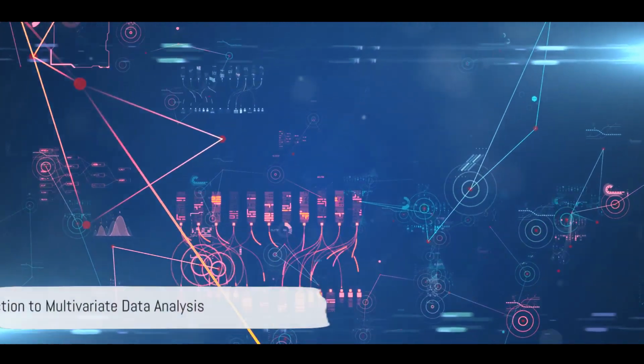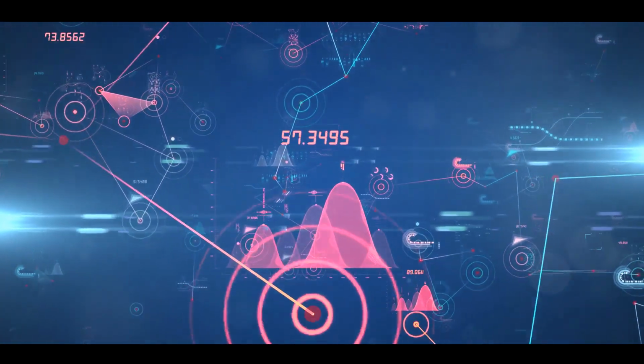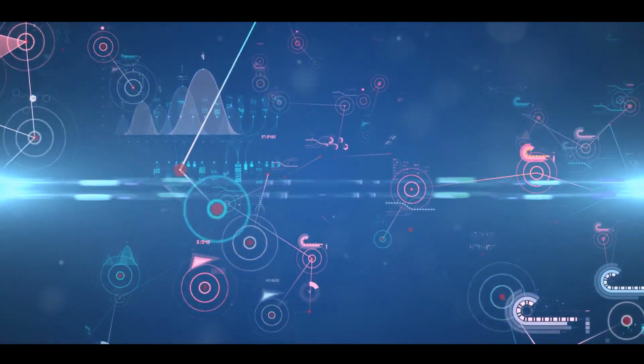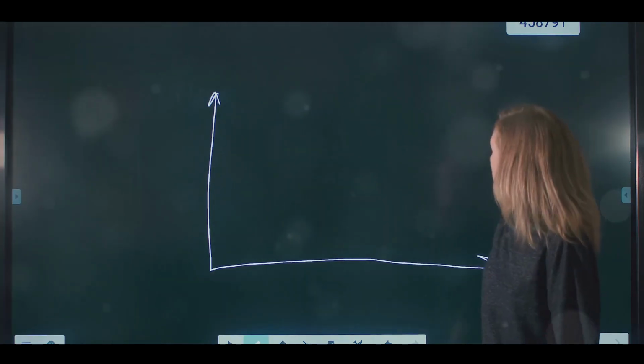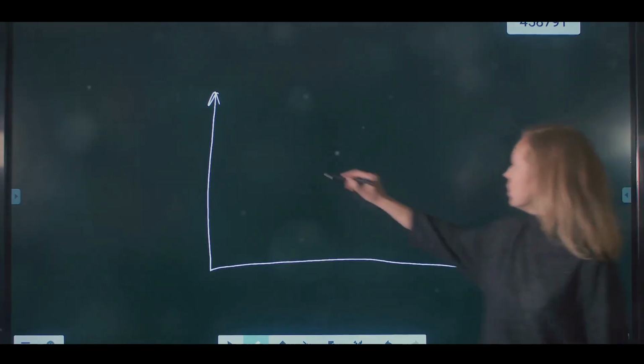Ever pondered over the intricate labyrinth that is multivariate data analysis? The myriad of variables, the interconnections, the sheer complexity of it all can be quite overwhelming. Today we're going to unravel one of the most effective ways of simplifying this complexity: Principal Component Regression, or PCR.